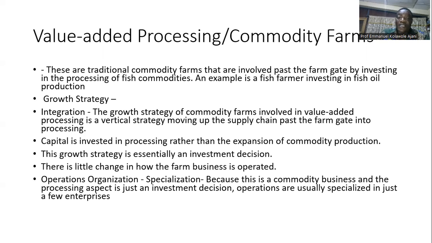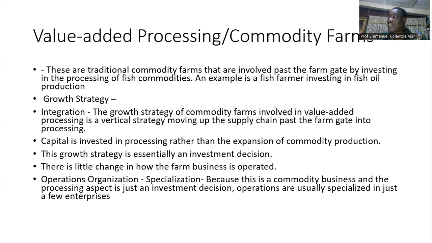In value-added processing, their growth strategy is vertical strategy, moving up the supply chain. They move up the supply chain and beyond the farm gate into processing. They move a bit higher, upper.